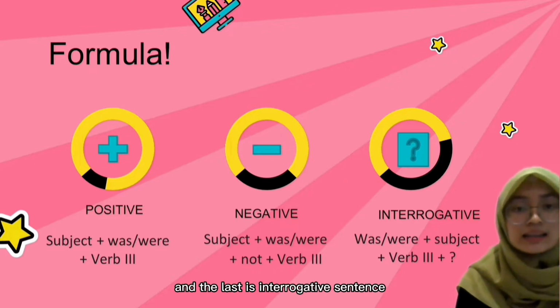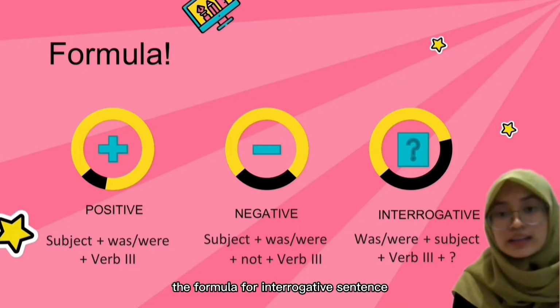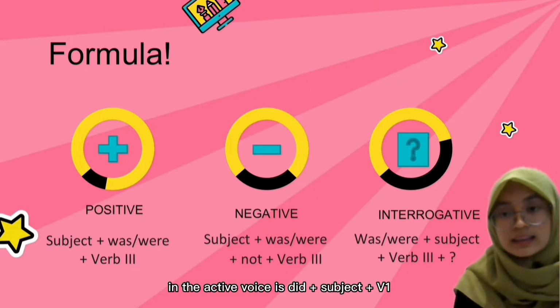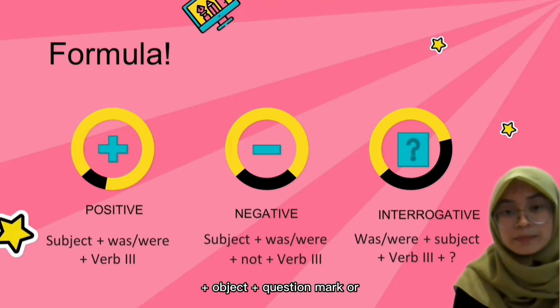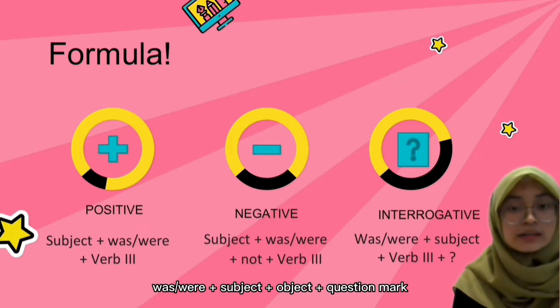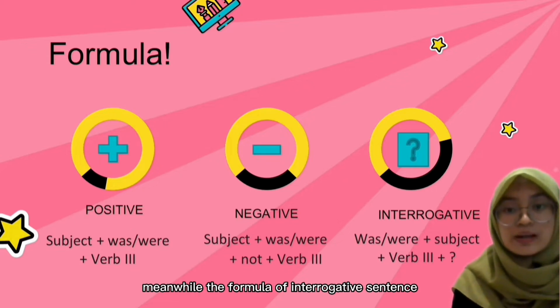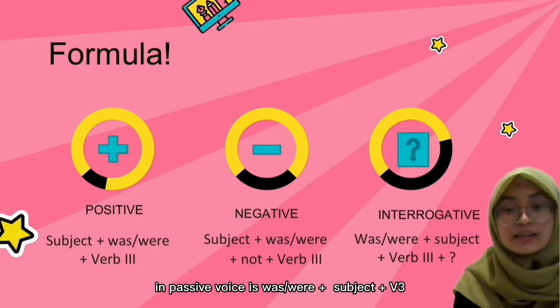And the last is the interrogative sentence. The formula for the interrogative sentence in the active voice is did plus subject plus verb 1 plus object plus question mark, or was/were plus subject plus object plus question mark. Meanwhile, the formula for the interrogative sentence in passive voice is was/were plus subject plus verb 3.